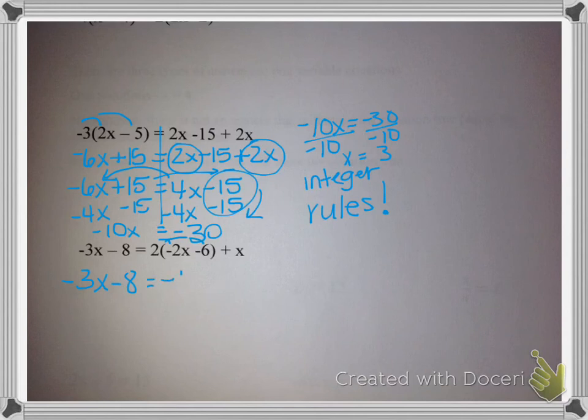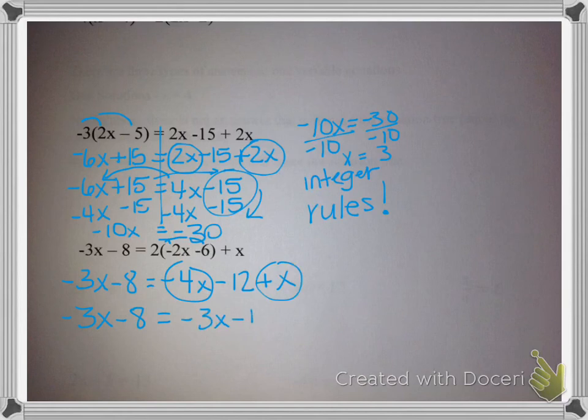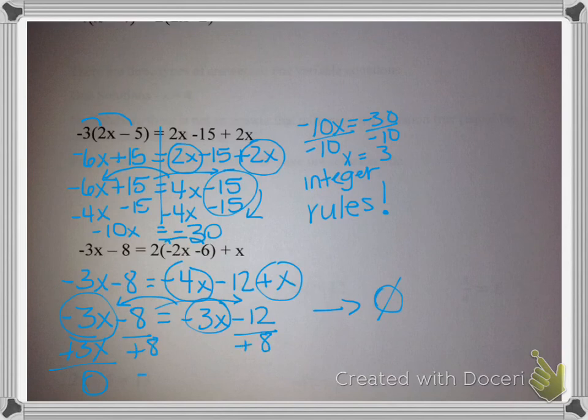Okay, so last one here, again distribute. I've got like terms again on the same side of the equal sign here. I need to put those together, which is going to make negative 3. Negative 4 plus 1 is negative 3. Again, I know that this is no solution, because I have the negative 3x that's the same, and those are different. So when I move this over, I'm going to get 0 equals negative 4, and that is not a true statement, so this is going to be no solution.